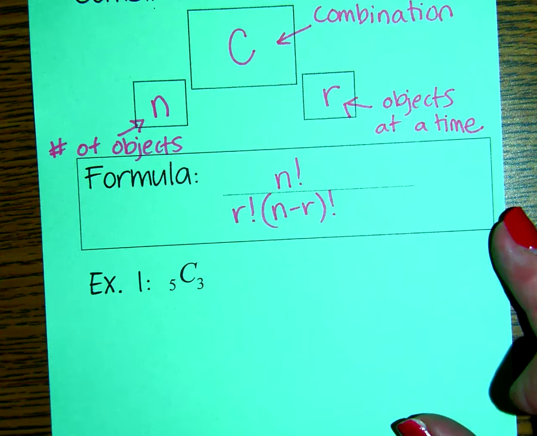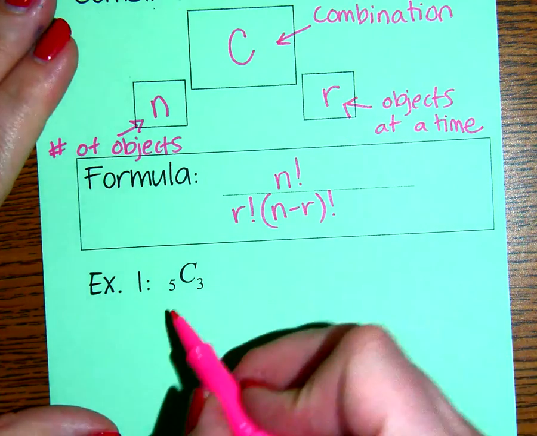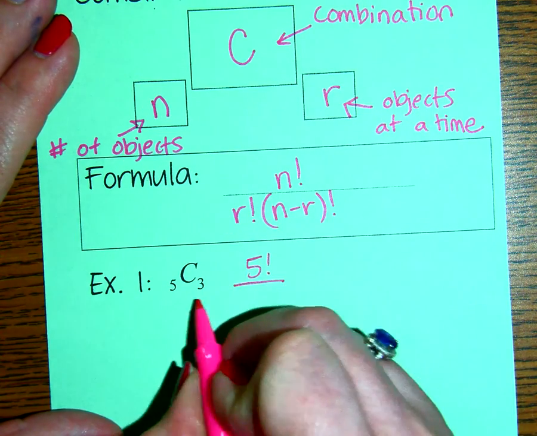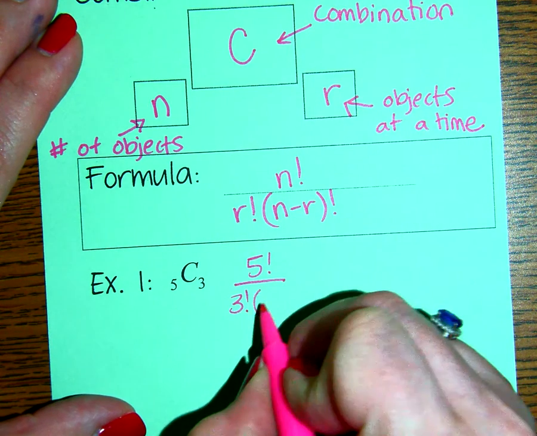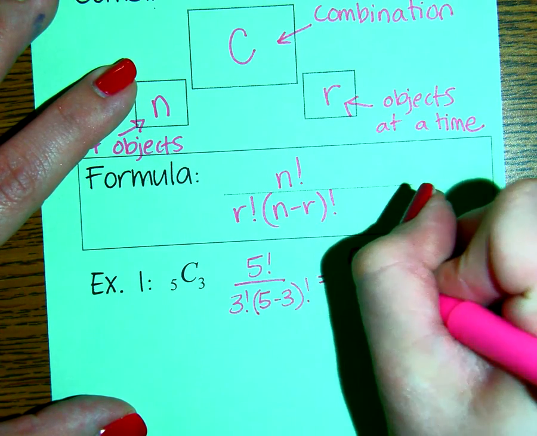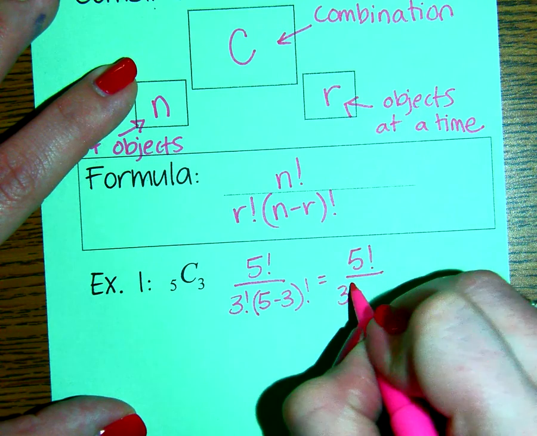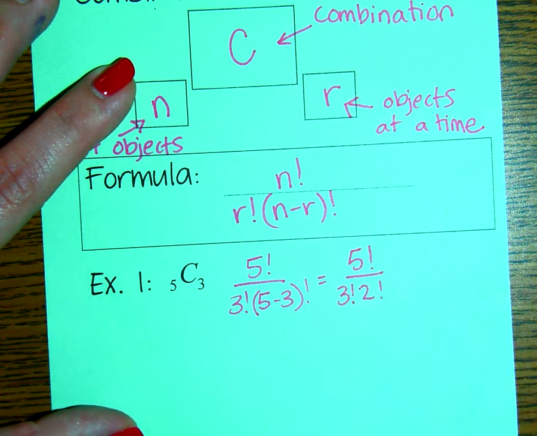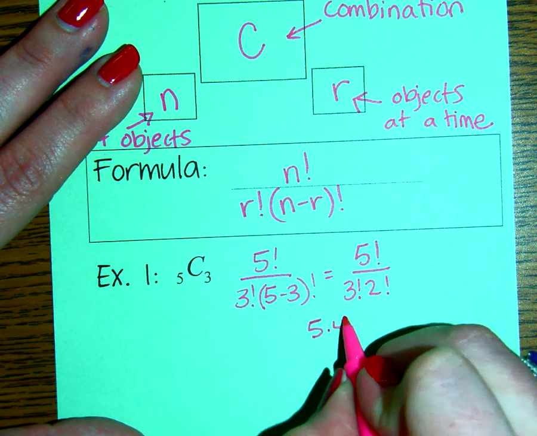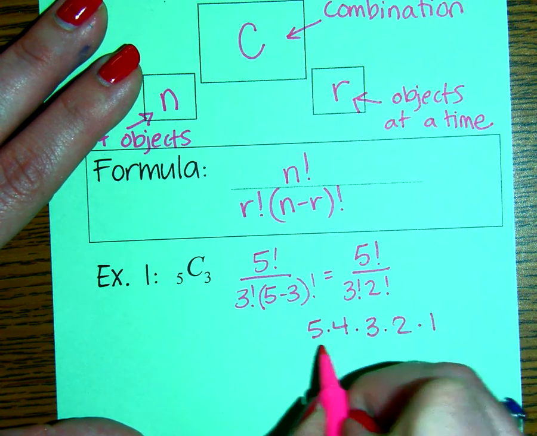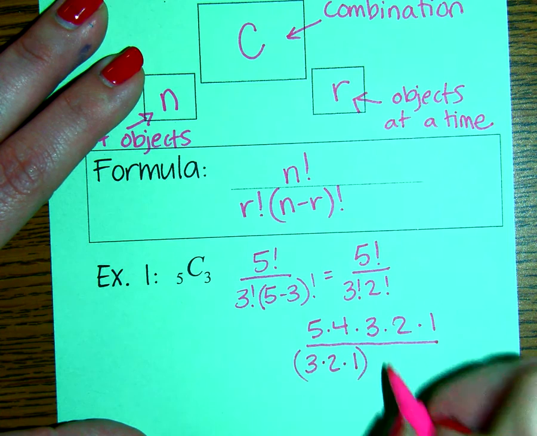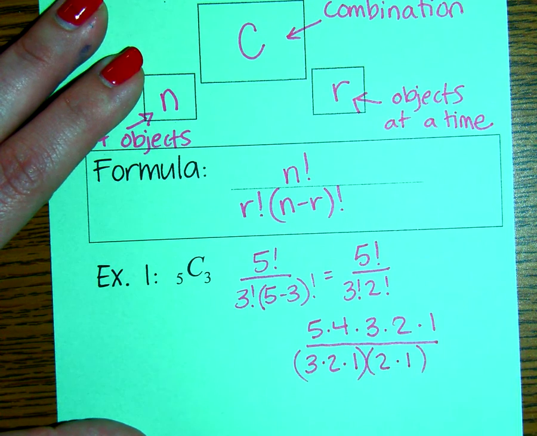So we have an example here, 5 combination of 3. If I was to plug this in, I would have 5 factorial on the top, and then r is 3, so 3 factorial on the bottom, and then 5 minus 3 factorial next to that. If I simplify, really the only thing I'm simplifying here is this 5 minus 3, and that would give me 2 factorial. So this is what this looks like. I would do my 5 factorial again, which would be 5 times 4 times 3 times 2 times 1, all over 3 factorial, which would be 3 times 2 times 1, times 2 factorial, which is 2 times 1.